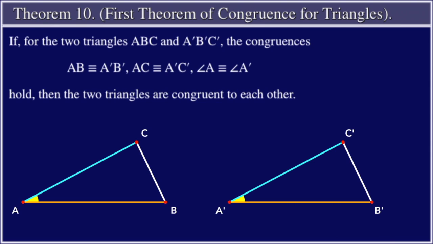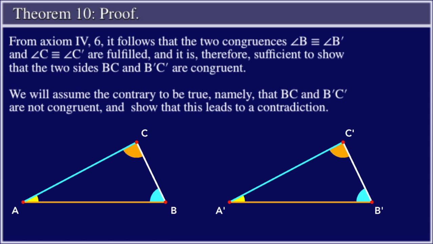Theorem 10. First theorem of congruence for triangles. If for the two triangles ABC and A'B'C', the congruences AB is congruent to A'B', AC is congruent to A'C', and the angle A is congruent to the angle A', then the two triangles are congruent to each other. Proof. From axiom 4,6 it follows that the two congruences angle B congruent to angle B' and angle C congruent to angle C' are fulfilled.